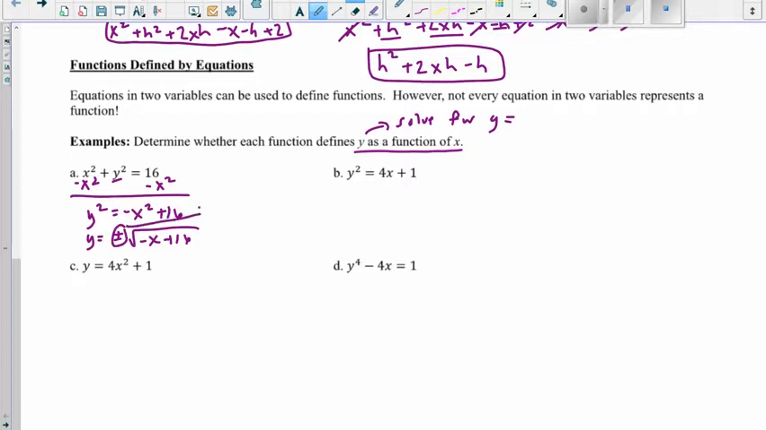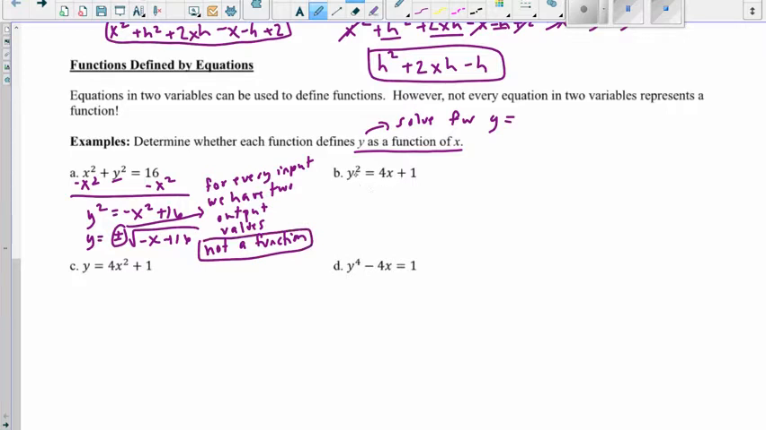So this plus or minus means that for every input, we have two output values. So it's not a function. So over here, if I solve, same thing's going to happen. I'm solving for y. I have that y squared. So y is equal to plus or minus the square root of 4x plus 1. So this is not a function.